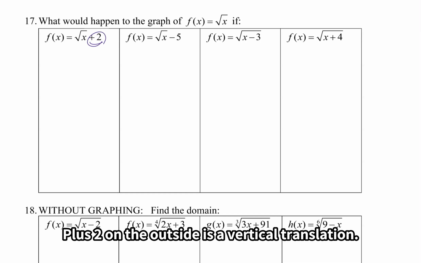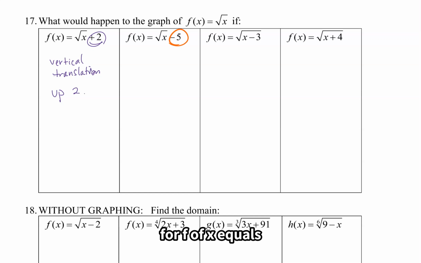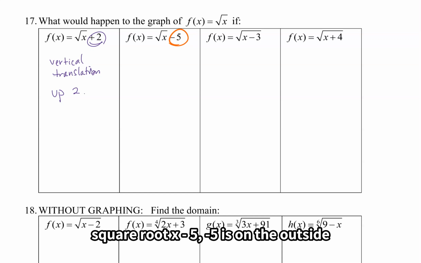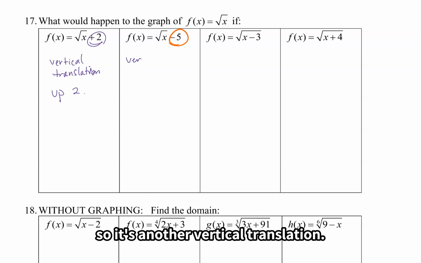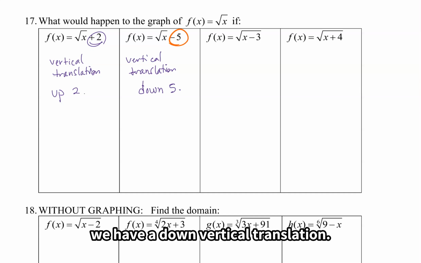Plus 2 on the outside is a vertical translation. And that vertical translation is up by 2. Here for f of x equals square root x minus 5, minus 5 is on the outside, so it's another vertical translation. But because we're subtracting 5 from the y value, we have a down vertical translation.